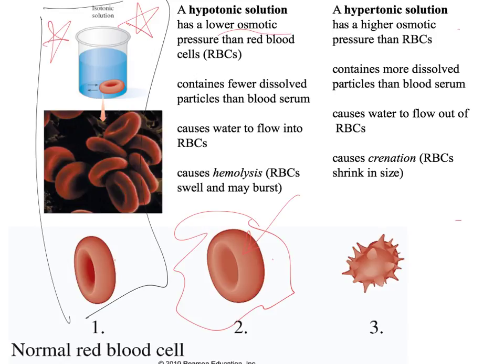Hypertonic is the exact opposite. It has a higher osmotic pressure than red blood cells. That would be your solution. It contains more dissolved particles than the blood serum. It causes water to leave your red blood cells and causes what we call crenation. The red blood cells shrink up, shrivel up, and can eventually die.